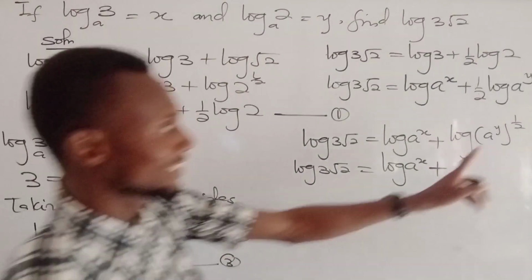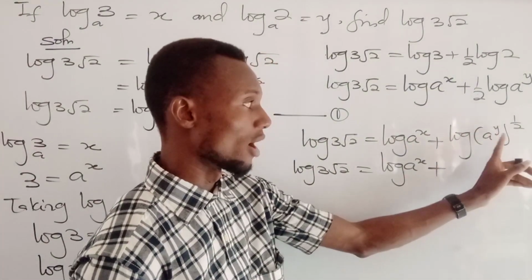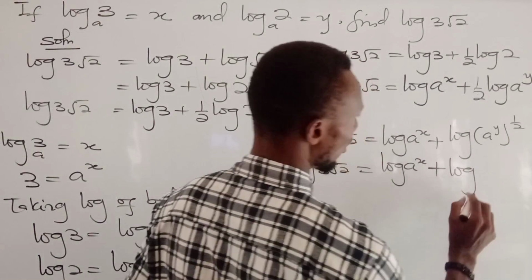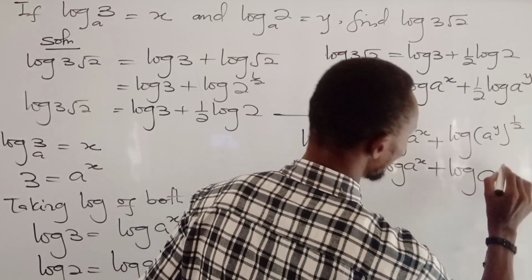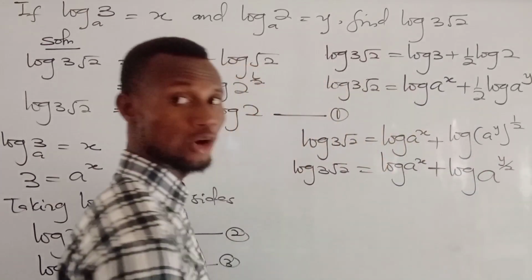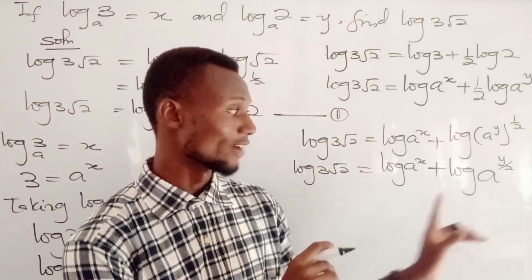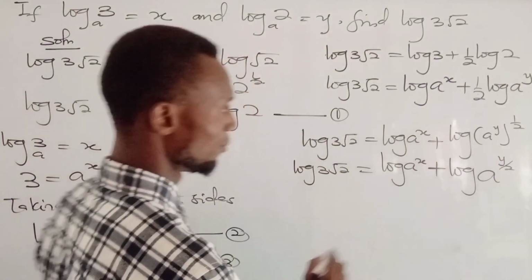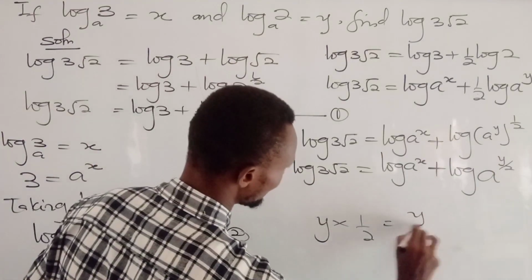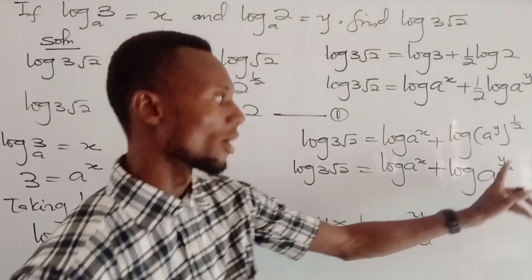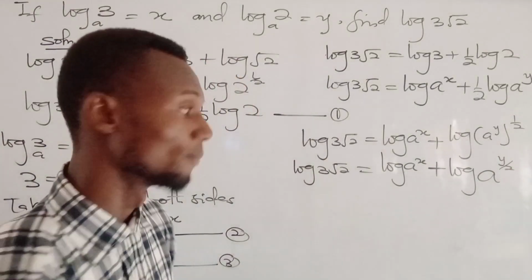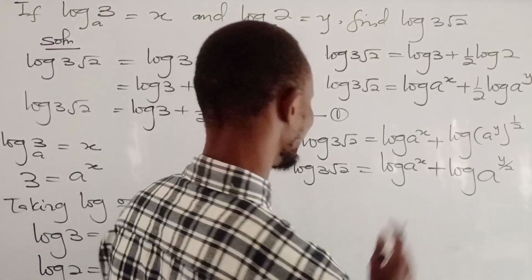So this power 1 over 2 will multiply the power y, which is in this bracket. So it's going to be the log of a to the power y over 2. And I hope you agree with me that it's y over 2, because it's y times 1 over 2, and that is going to be y over 2. So a to the power y over 2. Okay, so that's what you are supposed to get. Now let's go ahead and simplify further.